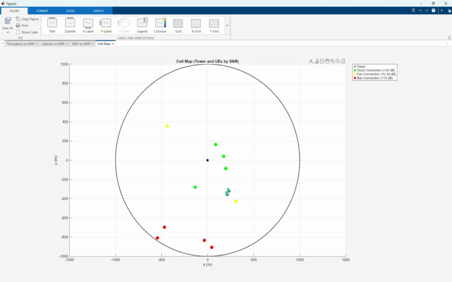The graph places the user devices randomly every time the program is run. In practice, 5G networks counter this issue with the use of small cells, beamforming, and higher frequency bands to maintain consistent quality even at longer distances.